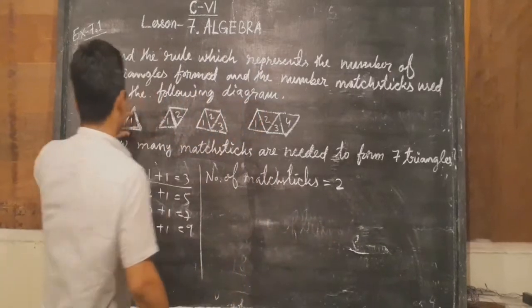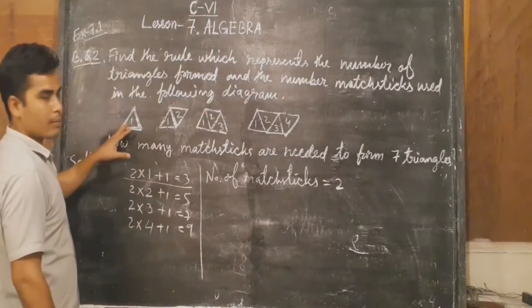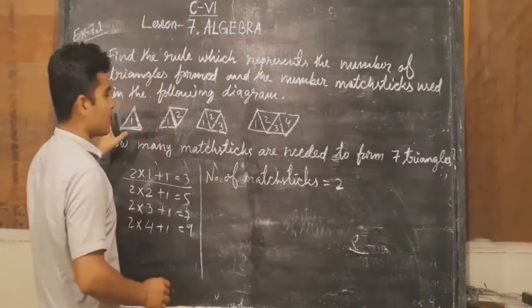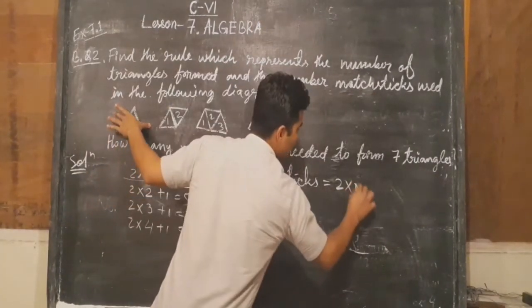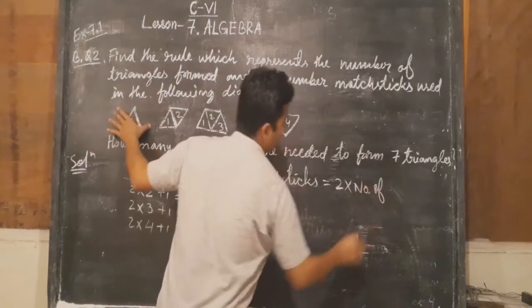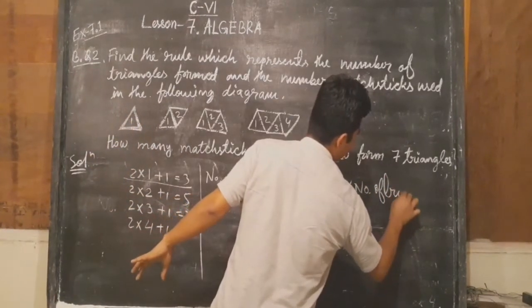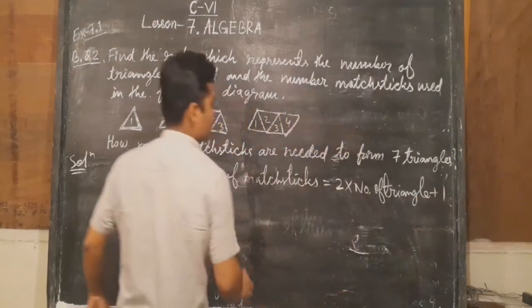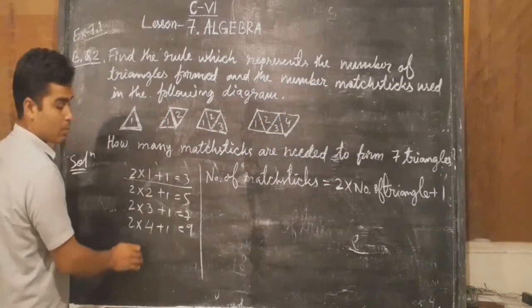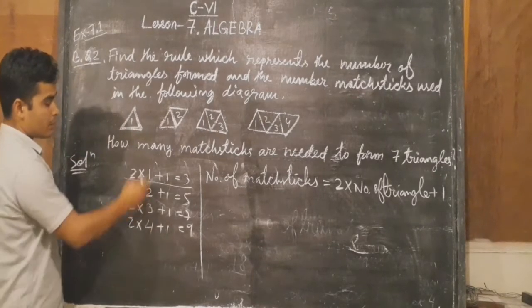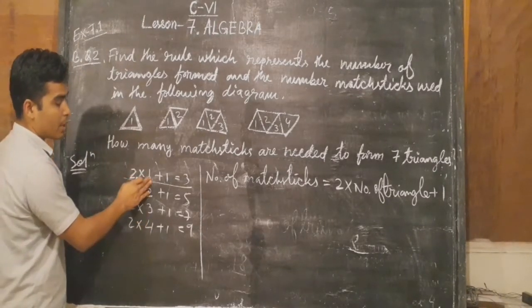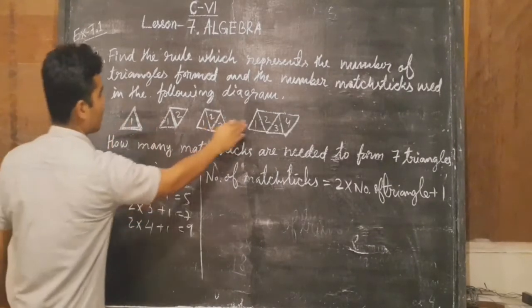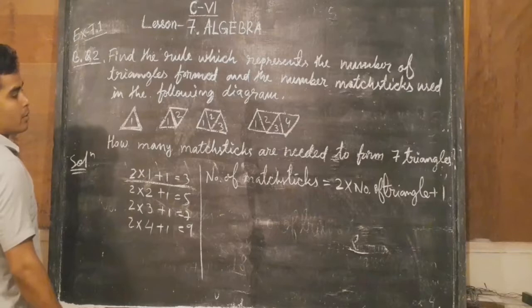2. In a triangle, how many matchsticks are there? 3. From there we have to consider 2 here. You can think like this also: 2 into the number of triangles plus 1. So you can see here, this column is for the number of triangles. So 2 into the number of triangles plus 1. So this rule is applicable for joint triangles.